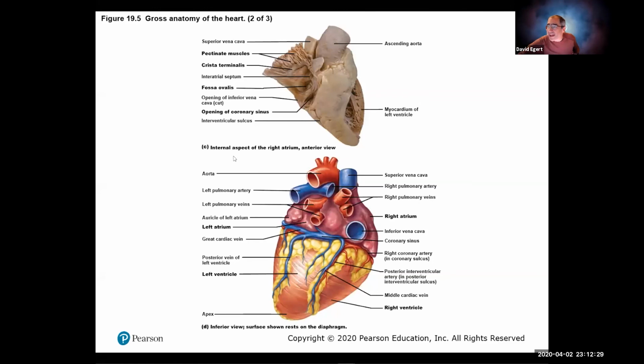This is from the back. Here you can see the pulmonary trunk is actually in front, so you don't actually see it, but you can see the right and left pulmonary arteries coming out. You can see the aorta arching out, the superior and inferior vena cava. Here are those 4 pulmonary veins coming into the left atrium.